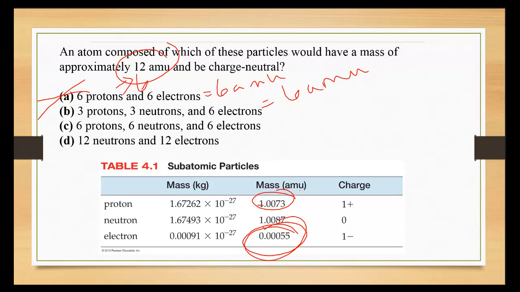6 protons and 6 neutrons. So 6 times 1 is 6, 6 times 1 is 6, so 6 plus 6 would equal 12. That would work. And then the 6 electrons wouldn't matter. And then finally, 12 neutrons. 12 times 1 would equal 12. However, in order to have an atom, you absolutely have to have protons in there. Otherwise, it's not considered an atom. It would not even exist. So it'd be C, 6 and 6. And that is the discovery of the nuclear atom.